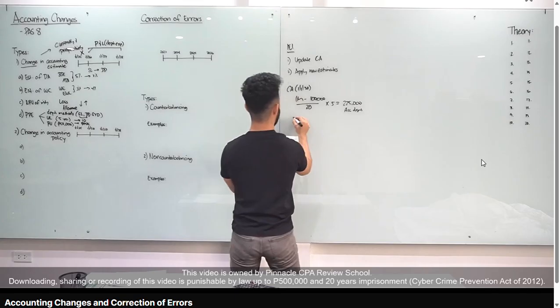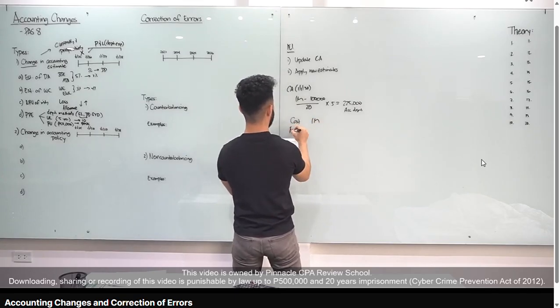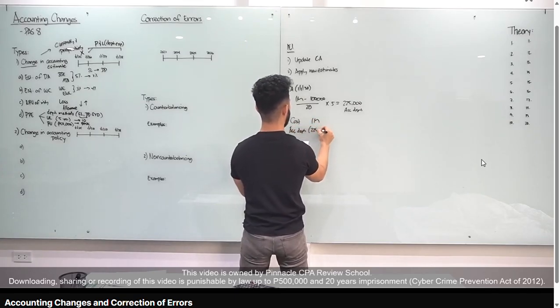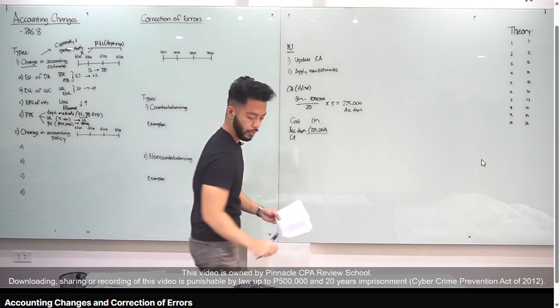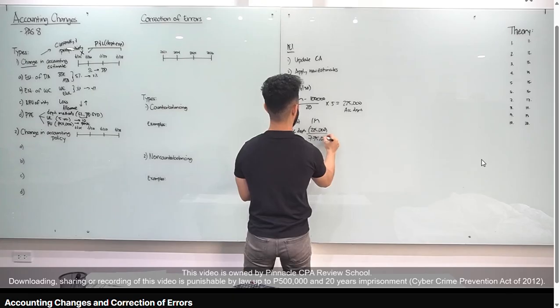Okay, so let's compute the carrying amount. Our cost is 1 million. Accumulated depreciation is 225,000. Right, class? Our carrying amount as of January 1, 2030 is 1 million minus 225,000, which is 775,000. Okay, so that's our first step.